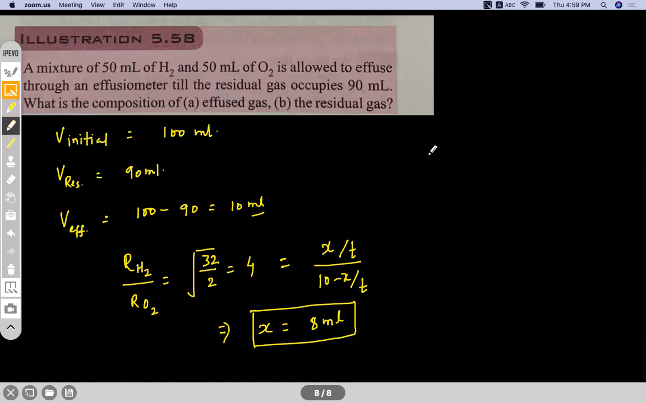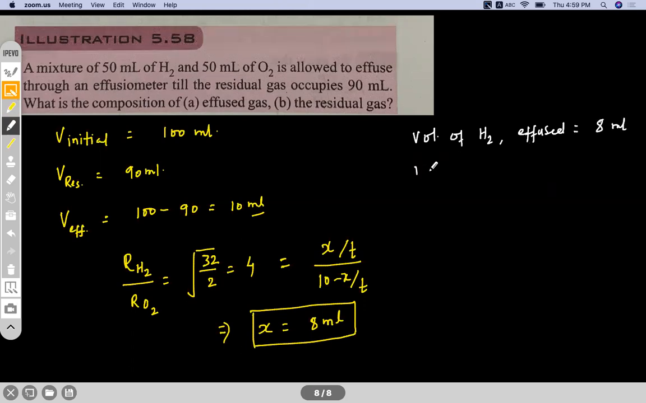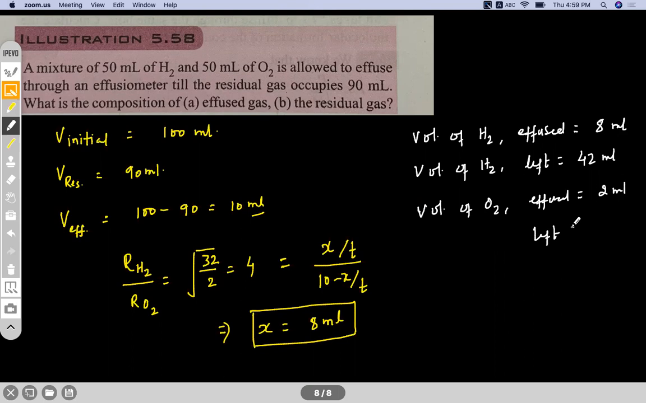Hence, the answer for this question is: volume of H2 effused is equals to 8 ml. Volume of H2 left, that is the residual, 50 minus 8, that is 42 ml. Volume of O2 effused, that is how much? 2 ml. Then volume of O2 left is equals to 48 ml. And this is the answer for this question. Any doubt?